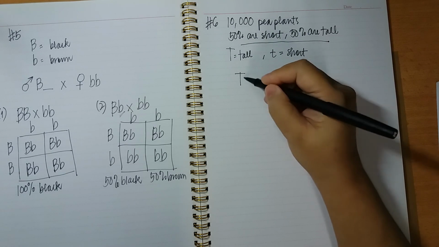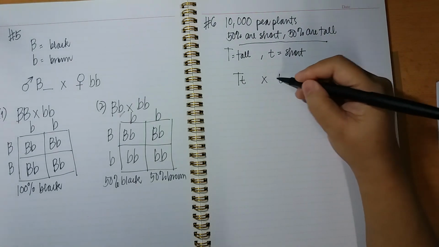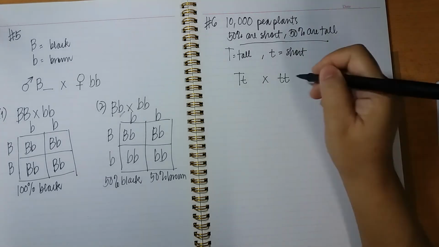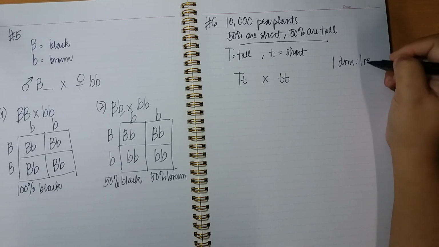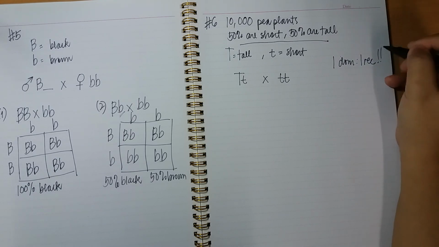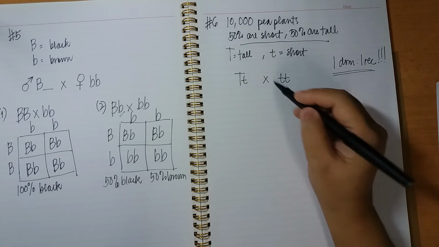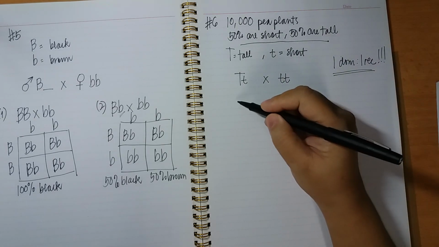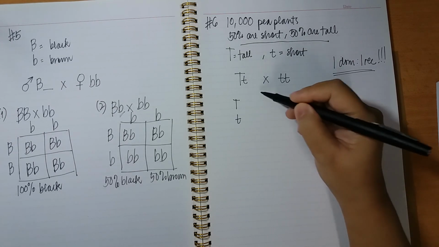and that will only result from a cross between a heterozygous dominant parent with a homozygous recessive parent. Yan lang yung cross na magpo-produce ng one dominant is to one recessive. Okay? So, ano yan? Magandang maalala. That's the only cross that produces that. Okay? So, what will happen now? We can guess that these are the genotypes of our parents. Okay? And we can do our cross.